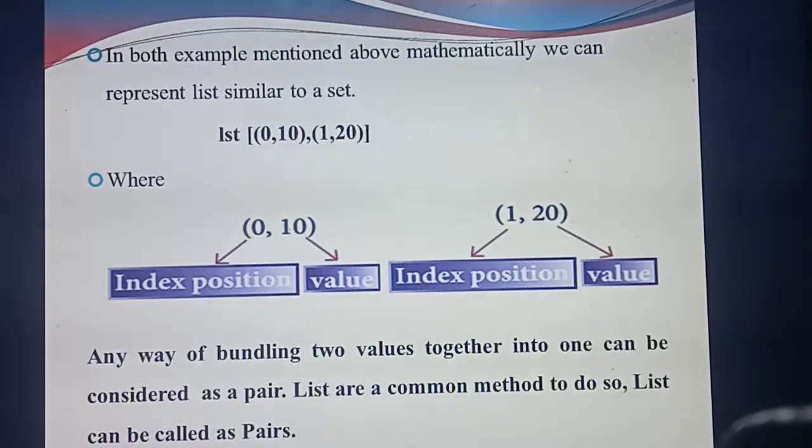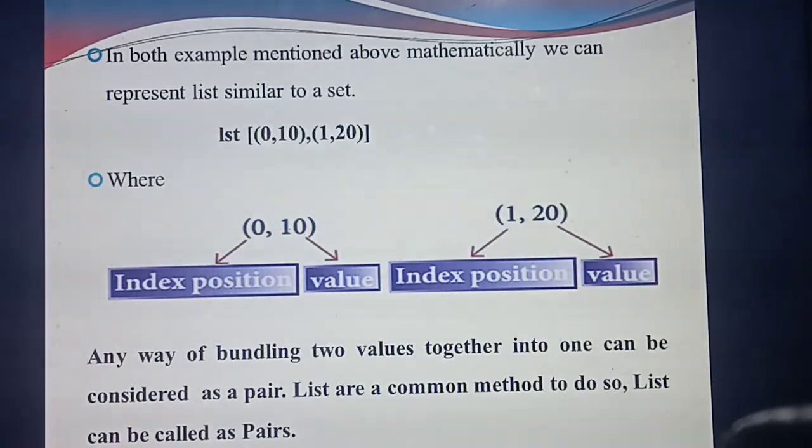Important 2-mark question: what is the definition of pair? Any way of bundling two values together into one is called a pair. Which is the common method to do so? List is a common method. So what's the other name of list? Pairs. So today up to this is enough. Tomorrow we can study about tuples. What are the things you have studied today? Important questions, important 2-mark questions from the book back.